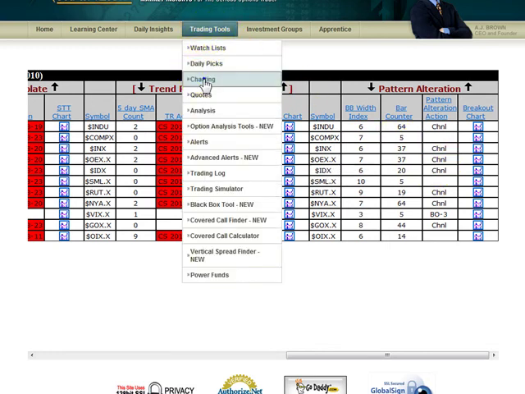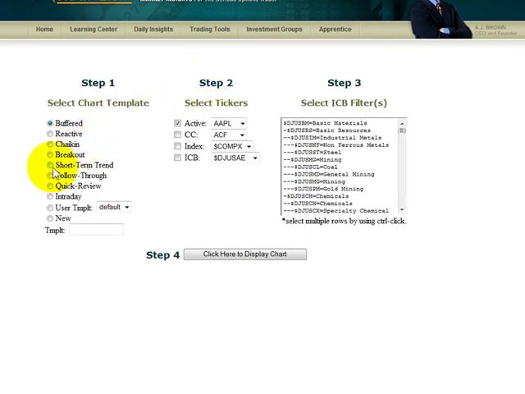I'm going to go to Trading Tools and Charting. Go ahead and pull up some indexes. I'm going to use my user template, and we'll go to indexes, and we'll start with the Dow. I'm using my user template because I've got the 200, the 50, and the 30-day simple moving average already programmed in.